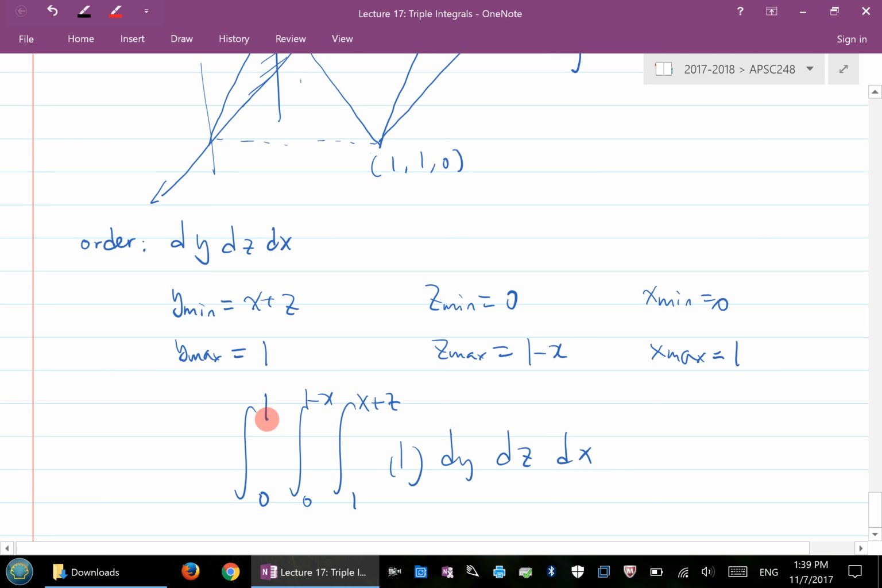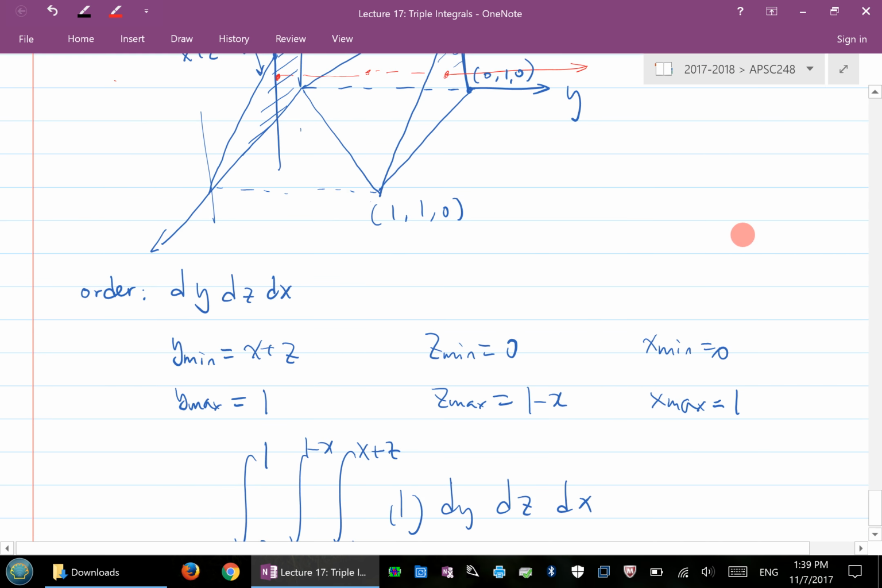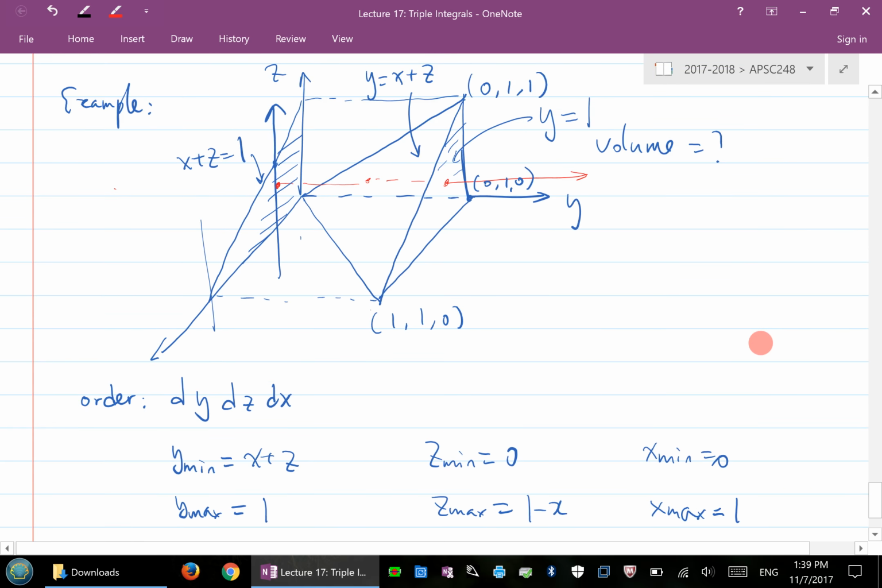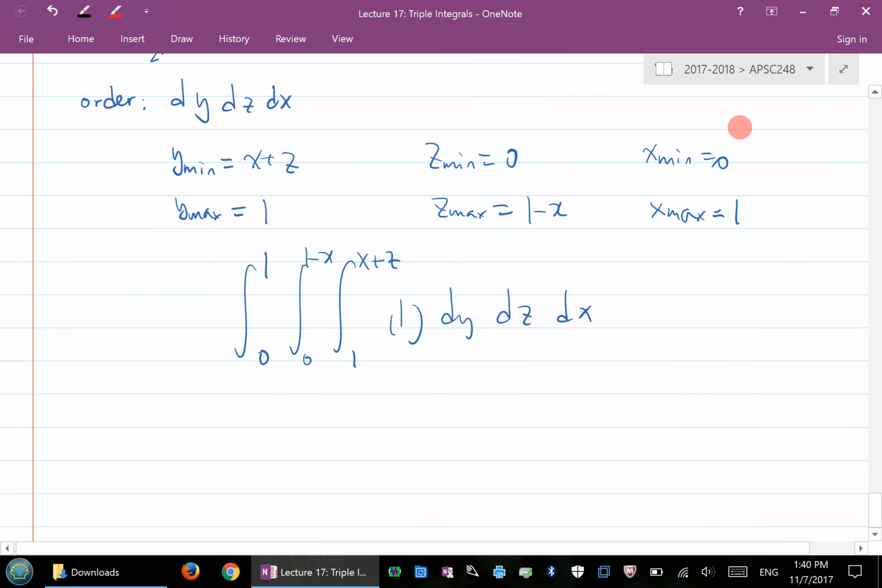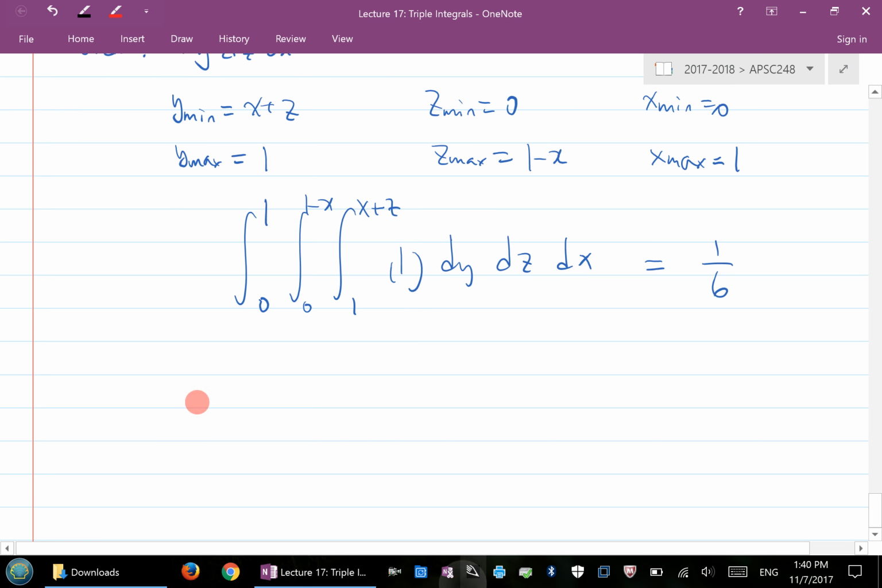Any questions on this limit set here? And as a matter of fact, what do you think the volume would be without computing it? What do you think about the volume? It should be the same as the other one, right? Yeah. So now I want you to exercise this.